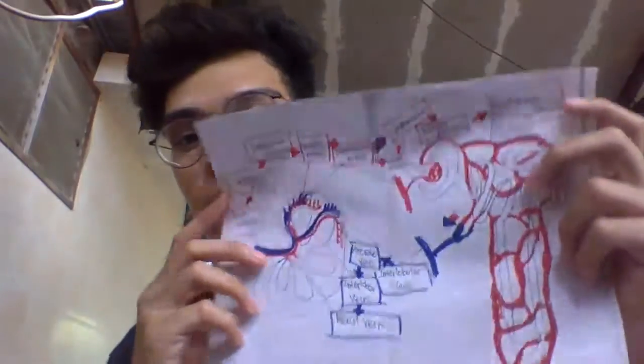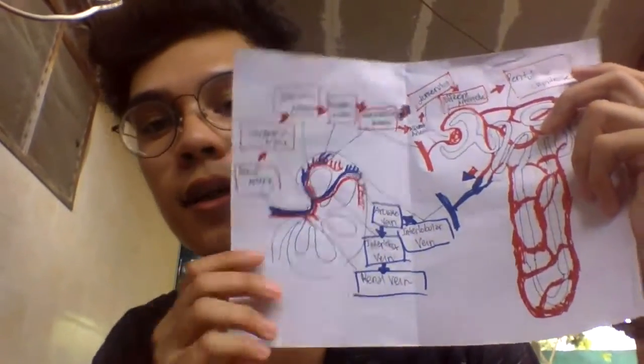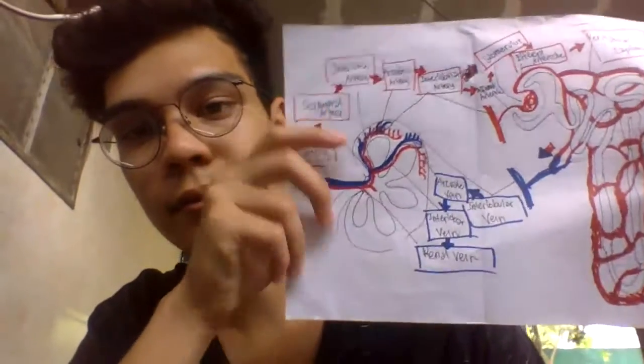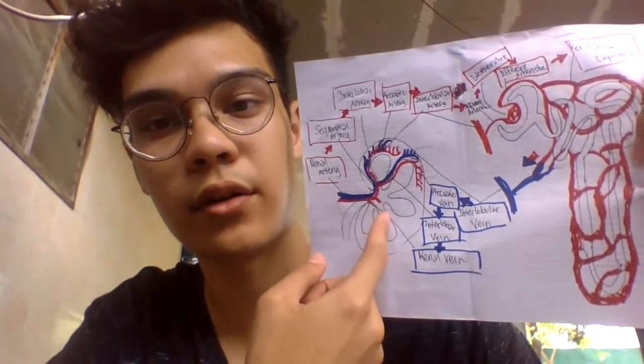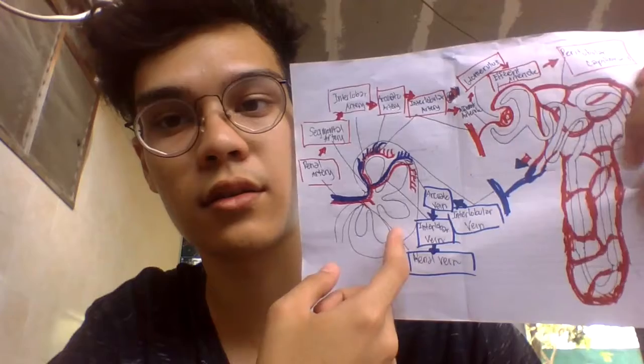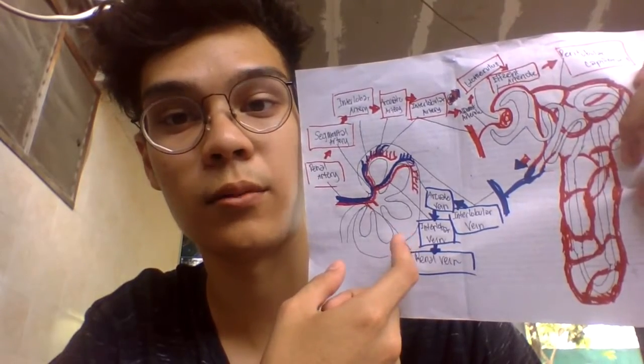We'll be talking about the urinary system. The first question is, trace the flow of plasma or blood through the arteries, nephron, and veins. Here, I made a diagram. This is our kidney, and the arteries are in red, and the veins are blue.